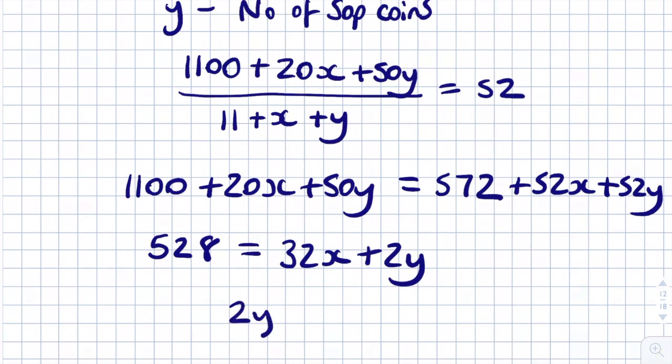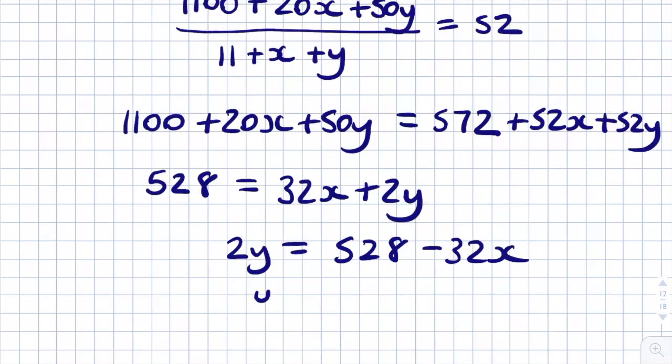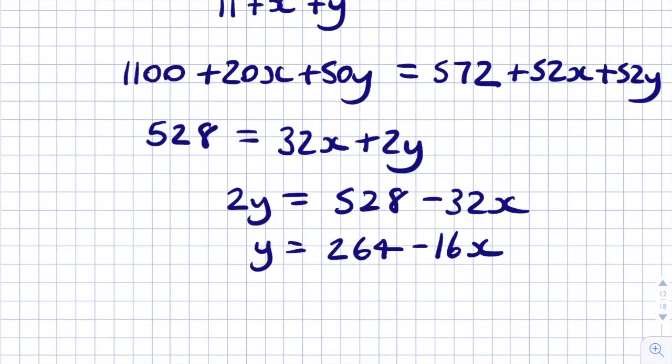So if I say 2y equals 528 minus 32x, now I can divide both sides by 2, so I get y equals, divide 528 by 2, you get 264. Divide 32 by 2 and you get minus 16x. Now, so we've got a formula for the number of 50p coins.